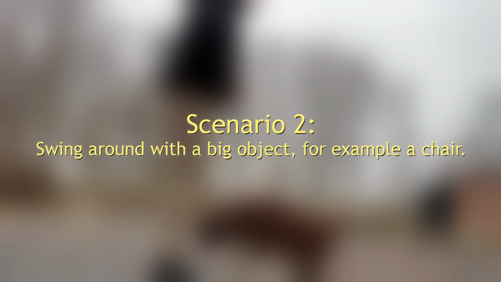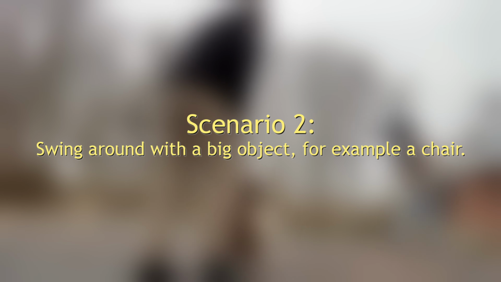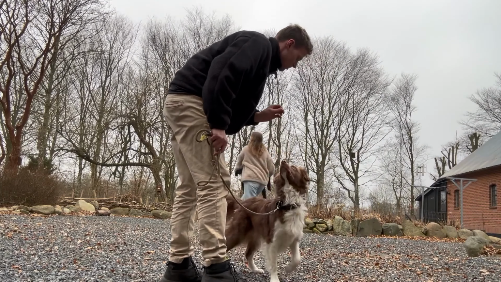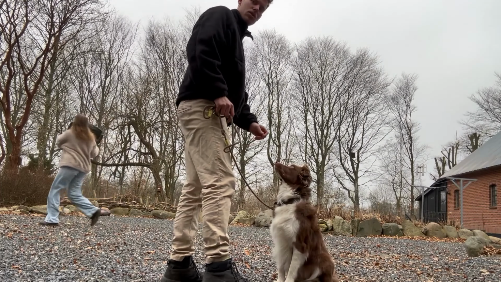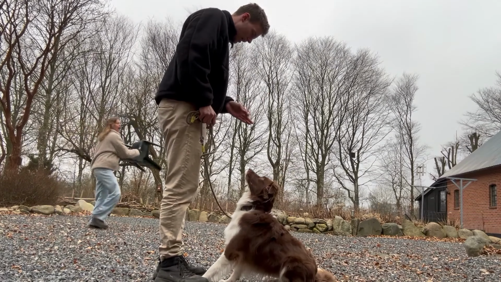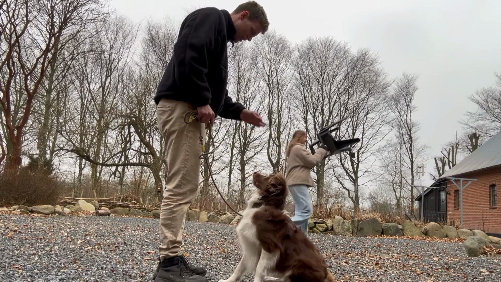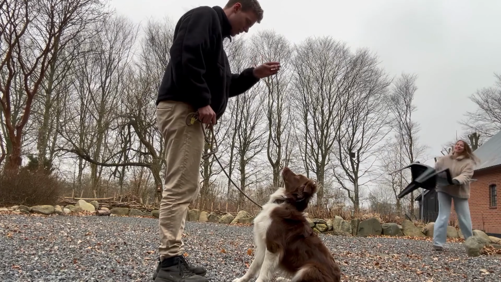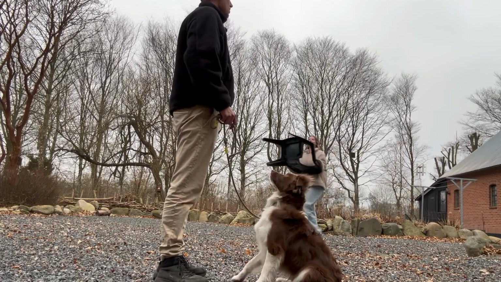It's also very important to train in different scenarios. The second scenario we are using here is my sister swinging around with a big chair. In this tutorial I'm not really showing it step by step like in my other tutorials, because as I mentioned before, you only have to do two things: correct and reward. The only thing you need to vary here is the scenarios.